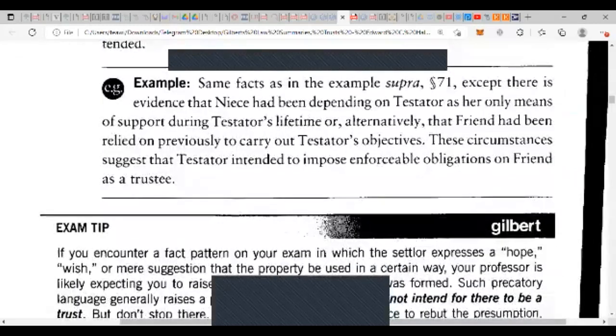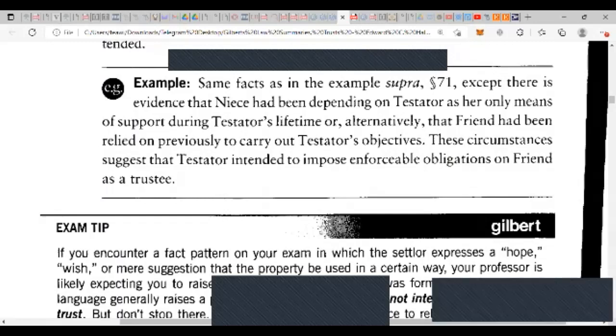Example: same facts as in the example in Section 71, except there is evidence that the niece had been depending on the testator as her only means of support during the testator's lifetime, or alternatively, that the friend had been relied on previously to carry out the testator's objectives. These circumstances suggest that the testator intended to impose enforceable obligations on the friend as a trustee.